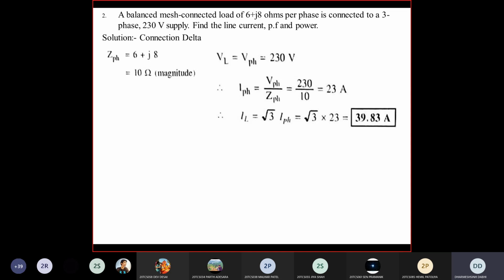Now find out power and power factor. Same power factor equation, R by Z. Give me the answer. What is the value of power factor?